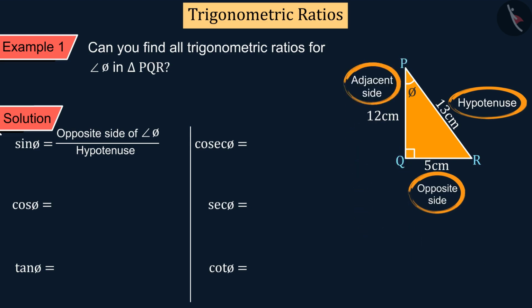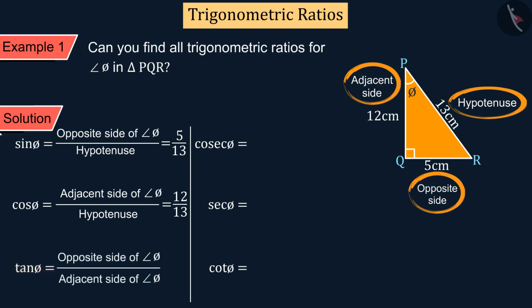So, by substituting the values of the opposite side and the hypotenuse, we get sine phi equals 5 upon 13. Similarly, we know that cos phi is equal to the ratio of adjacent side to the hypotenuse, from which we get 12 upon 13.